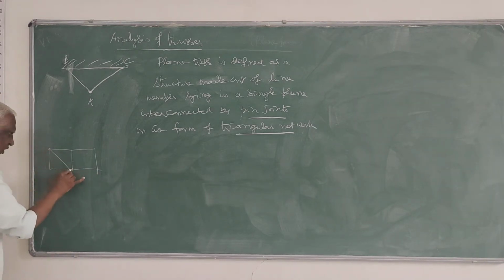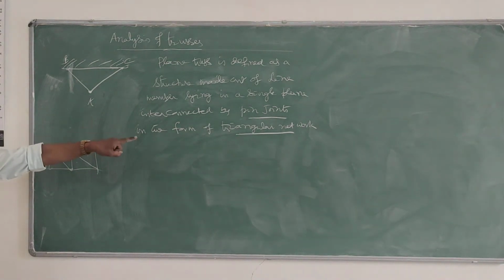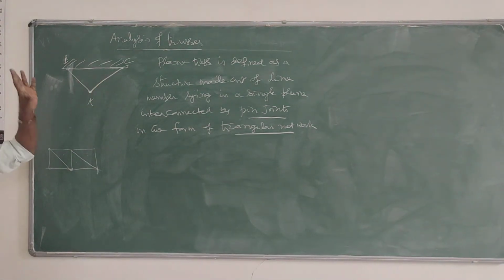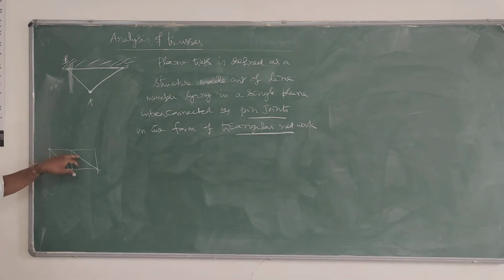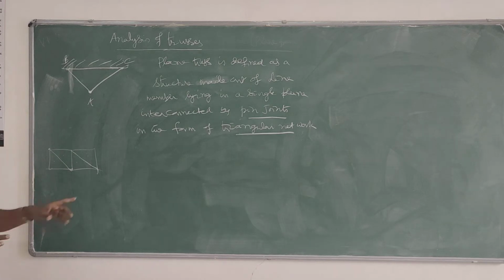So then it has to have another member like this, so that it is in the form of a triangular network only. That's very important. Then only you can call it a truss. Otherwise, it will become a frame. Even if it is pin jointed, we have to call it a plane frame only, and it is subjected to bending. Otherwise, if you want to call it a truss, then the arrangement of all these line elements which are interconnected by pins should be in the form of triangles only.